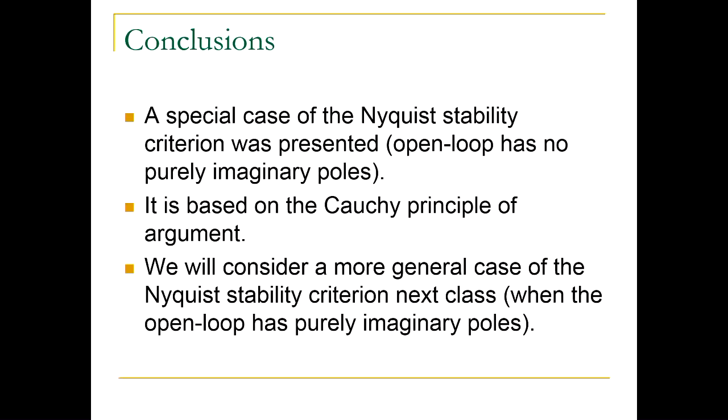All right. So what we did, we considered a special case of the Nyquist criterion where the open loop doesn't have any poles on the imaginary axis. It is based on the Cauchy principle of argument, and we will consider more general cases this afternoon. Questions?